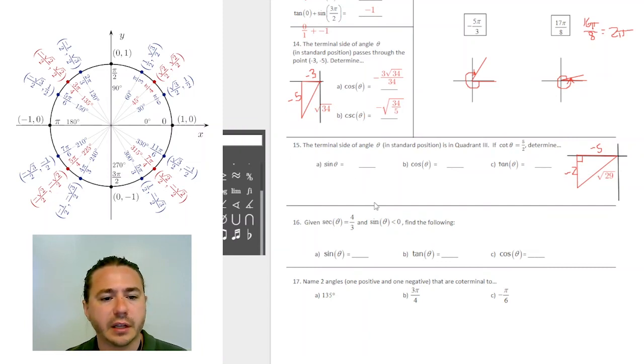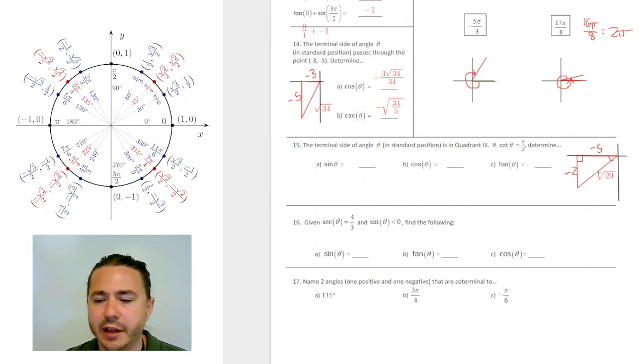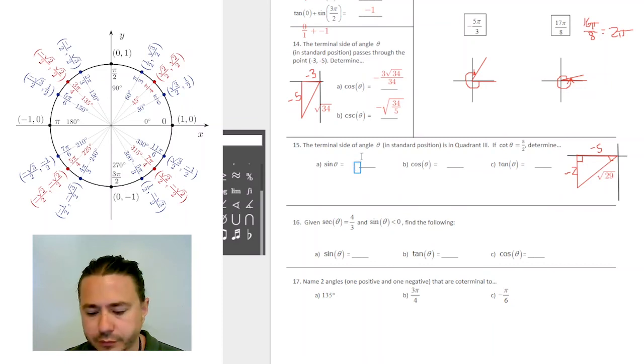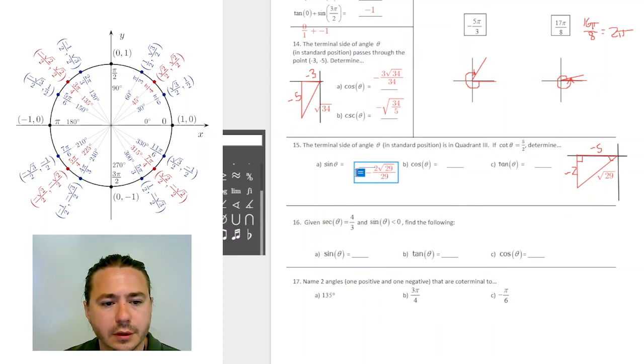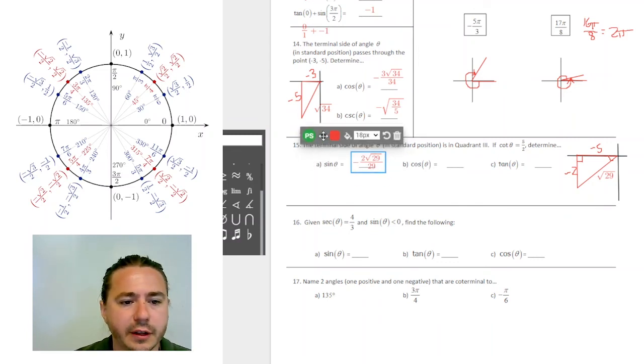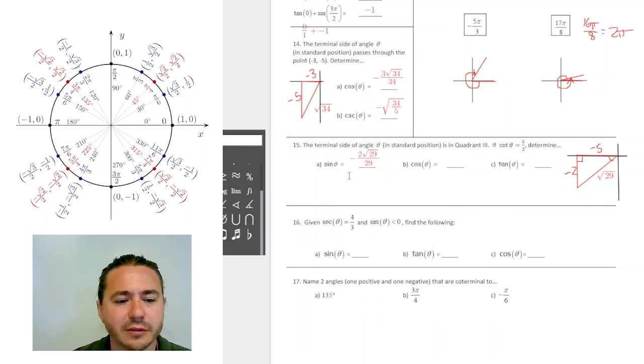From here, we are just going to come up with the correct ratio. So sine is going to be opposite over hypotenuse. The reference angle is right here. So it would be negative 2 over root 29. But when you rationalize that, you're going to get negative 2 root 29 over 29. I guess I don't really need the equal sign in front with most of these because they have the equals.